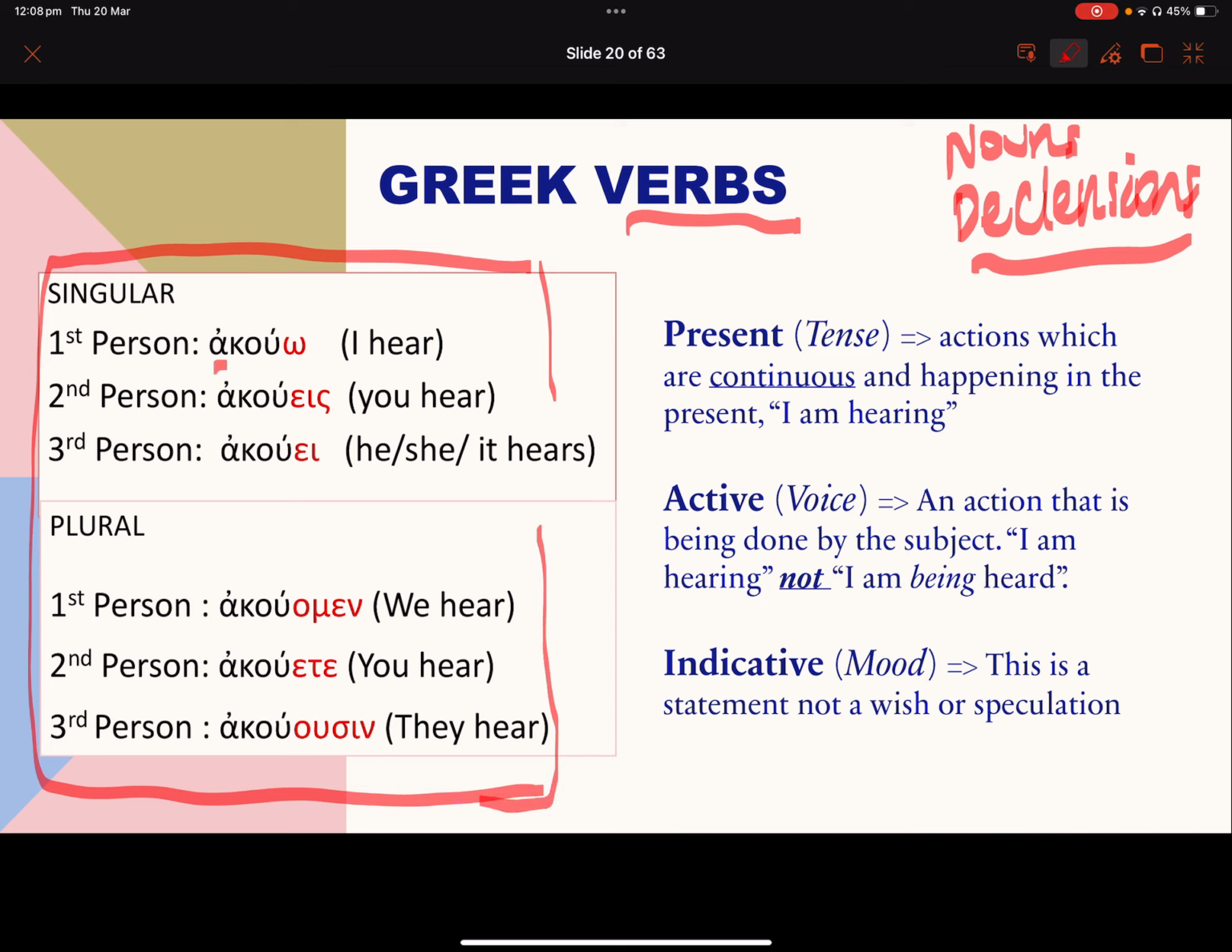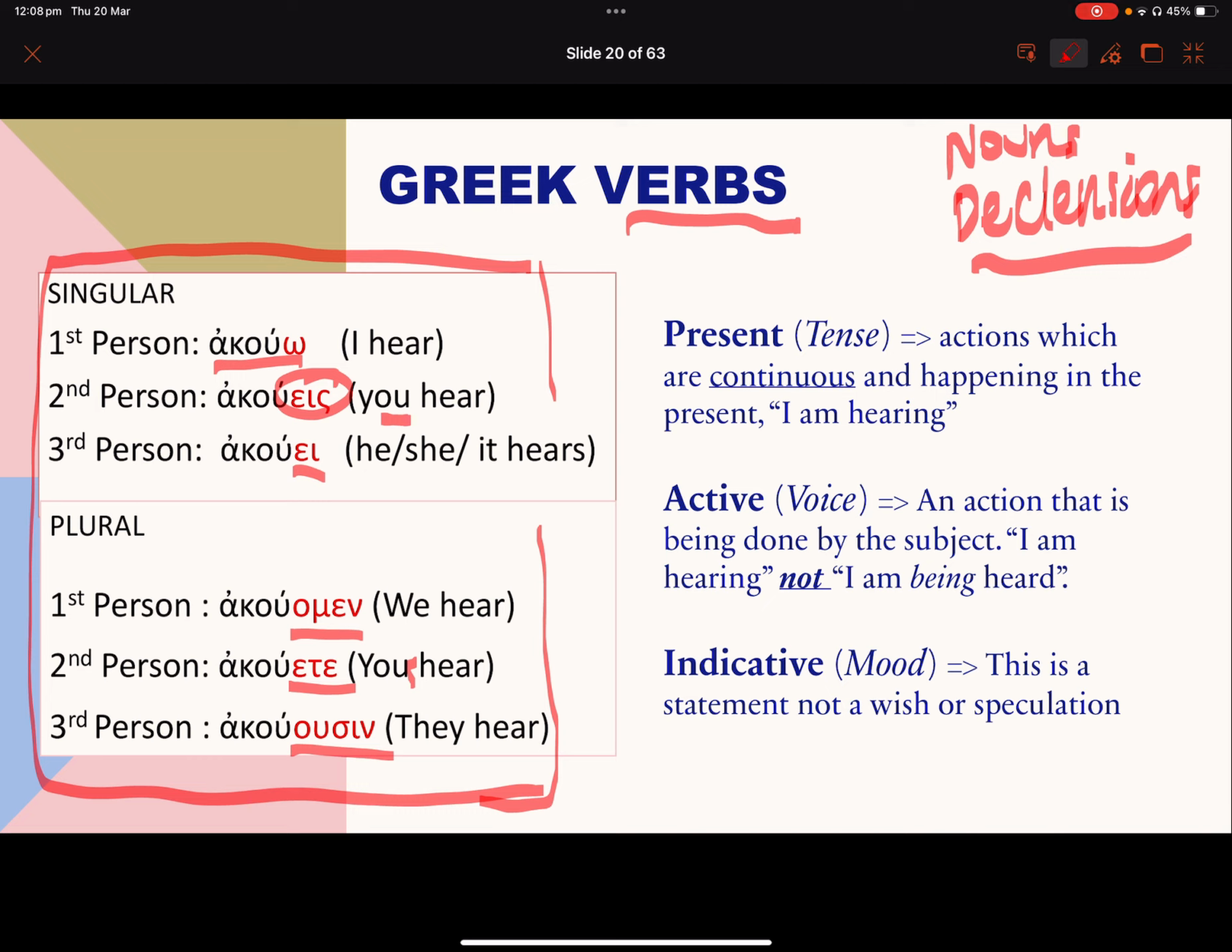The word here is akuo, which means I hear. And if I wanted to say you hear, I don't need to add an extra word. Instead, I need to change the ending of aku. So it becomes akueis. Or if I wanted to say he hears, it would become akuei. Or we hear, akuomen. You hear in the plural, so y'all hear, akuete. And the final one is they hear, akuousin.